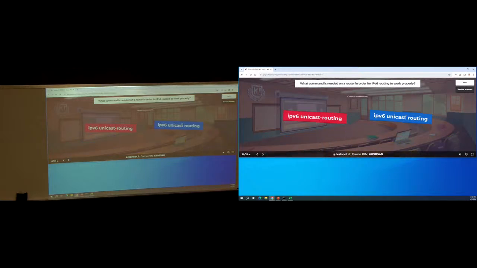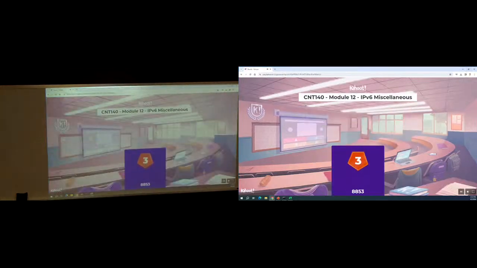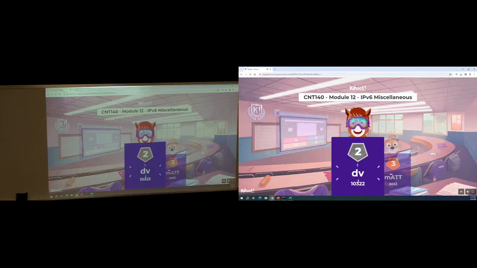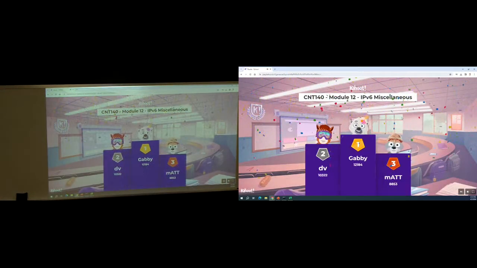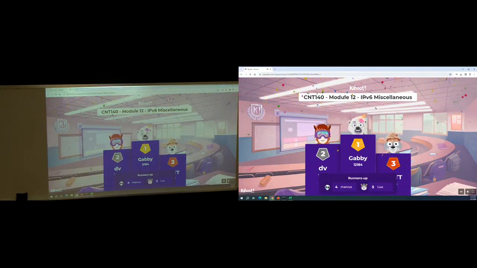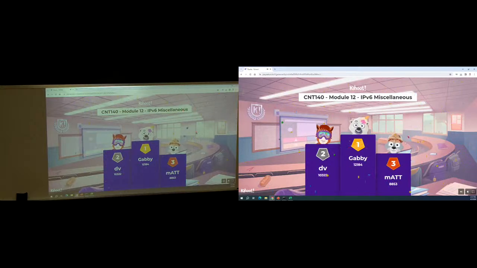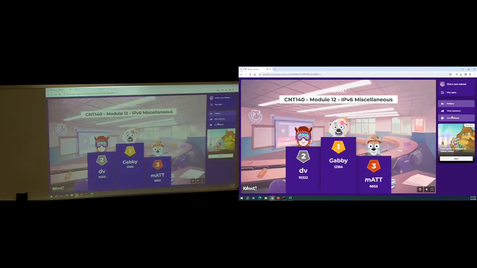IPv6 unicast routing. Only one person got it right? Ouch. So that's Gabby. It probably was Gabby. Matt, not bad. Daniel. Gabby! Nicely done. Oh, look at that score relative to everyone else's. 100%. I can tell who was watching some videos this weekend, right? Yeah, there's so much to cover in IPv6. All right. I have published that.